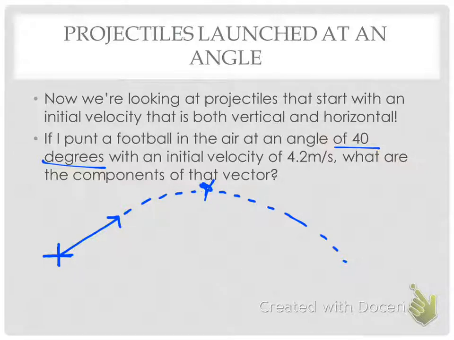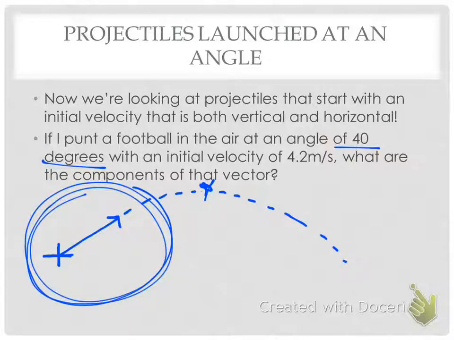But all we're looking at right now is this little portion of the motion, the starting point. It's leaving my foot with an angle of 40 degrees at a velocity of 4.2 meters per second. So 40 degrees sits right here. And where would the 4.2 go? On which side? Right here? There? Yeah, the hypotenuse. That's right. That's our total velocity, 4.2 meters per second. So we need to break that down into what's the vertical velocity and what's the horizontal velocity.